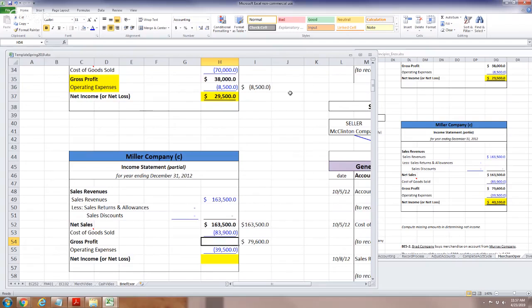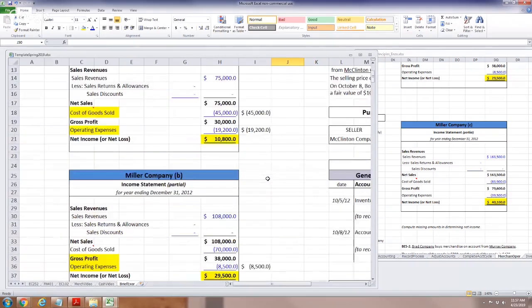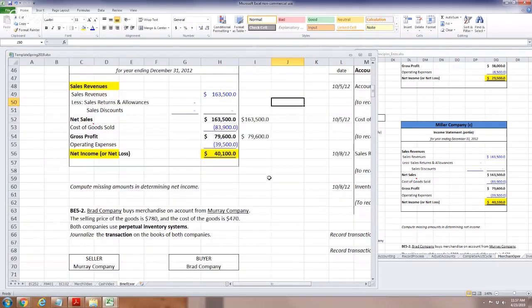Gross profit, I could just come up here and copy, which is in there. All right, 79,600, and this final one, we're just copying and pasting. Okay, so what didn't we know? We didn't know net income or loss, and we didn't know sales revenue. And then save all that. All right, so we streamed through the first three and computed the missing amounts. This is good. There's some jumping jacks, getting this stuff done.